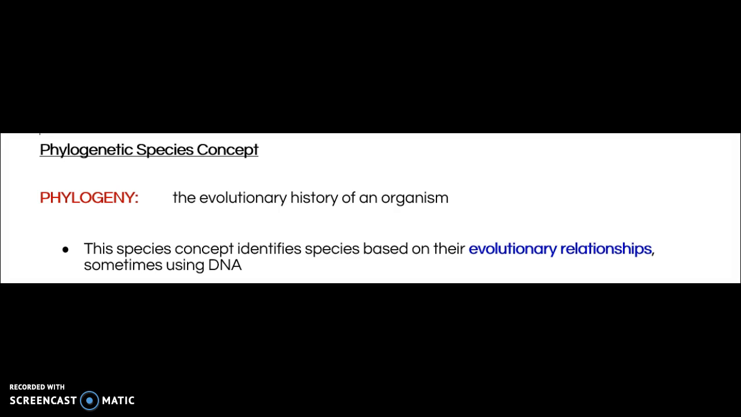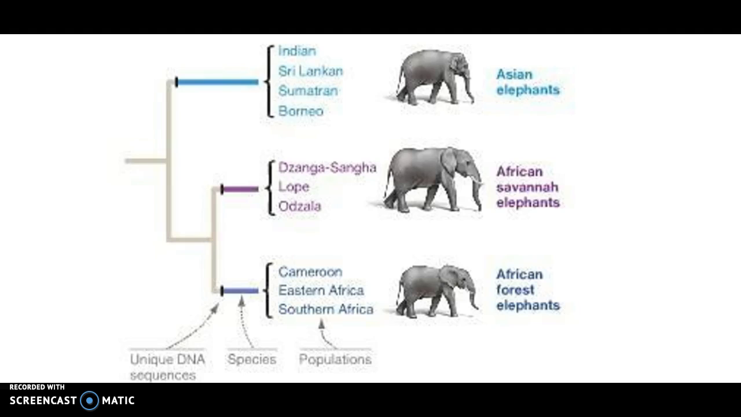And so phylogeny is a term in biology that describes the evolutionary history of an organism. And so this species concept is going to identify species based on their evolutionary relationships. So basically how they evolved over time and what their relationship is to previously existing species. And often this includes an evaluation of their DNA and their genetic profiles. And often we represent phylogeny by looking at what's called a phylogenetic tree, and it's almost like a family tree, except it's done for organisms.